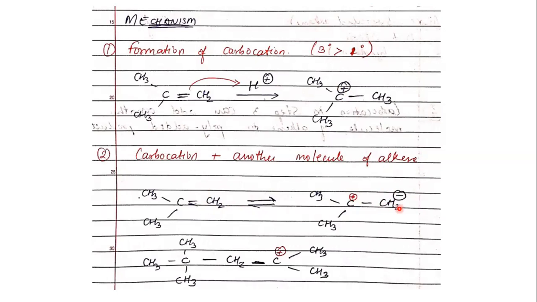So I've drawn this addition. This nucleophile will go and attack this positive carbon center. So I've made a structure here directly, CH3, CH3, CH3C. Where did these four carbons come from? These four carbons are nothing but these four carbons.